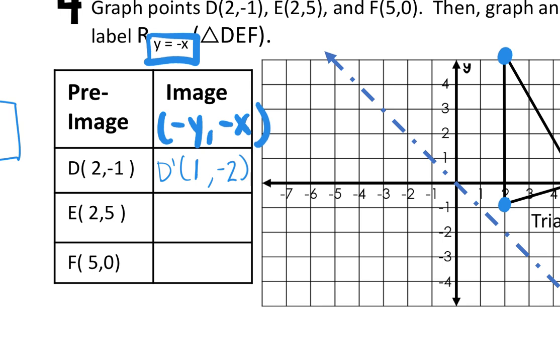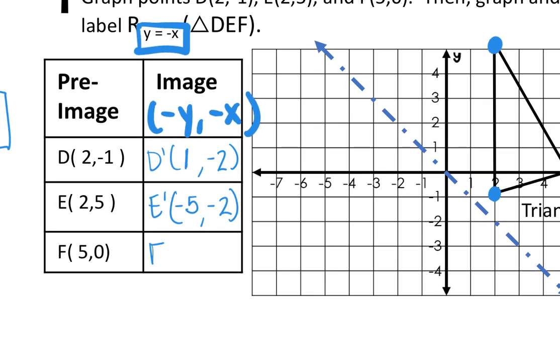All right, let's find E prime. So 2 is first, then it's 5. Let's change the position. Let's put 5 first. It should be negative 5. And then it's going to be negative 2. Okay, notice I changed position. I flipped the signs.